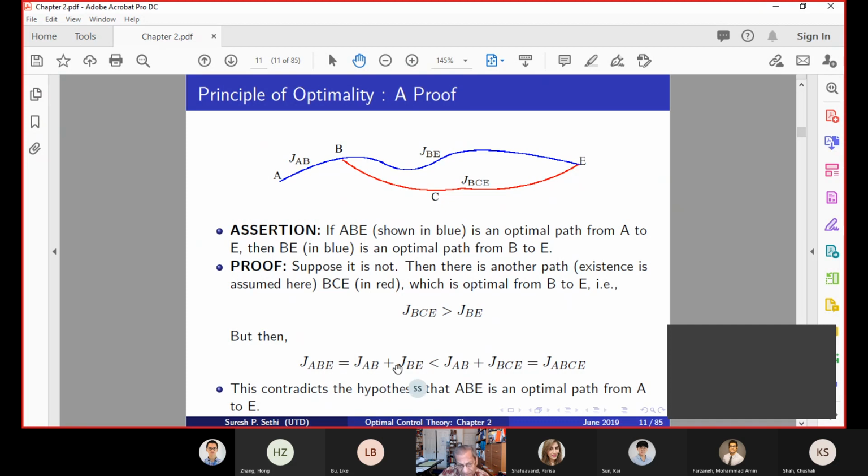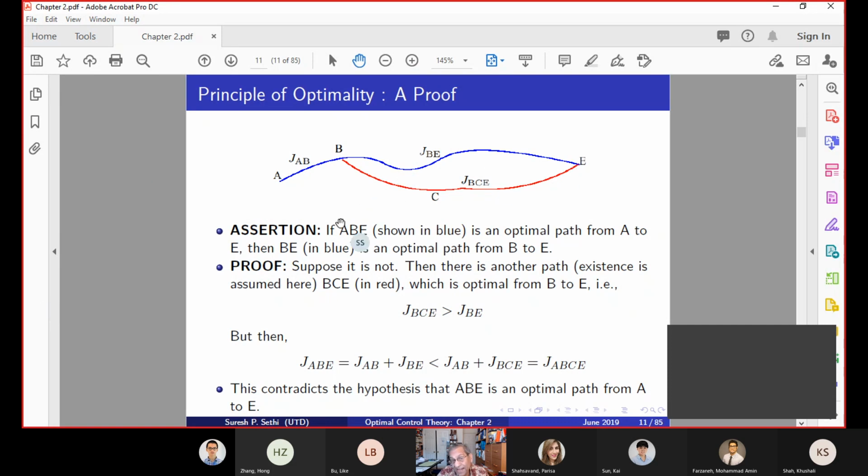Okay, now, but then J_ABE is J_AB plus J_BE. This is less than J_AB plus J_BCE, which is J_ABCE. So I'm now saying that J_ABCE is better than J_ABE. And that's a contradiction because I'm told that this is an optimal path. So that is a contradiction. And the contradiction proves that this trajectory BE is also optimal from B to E.